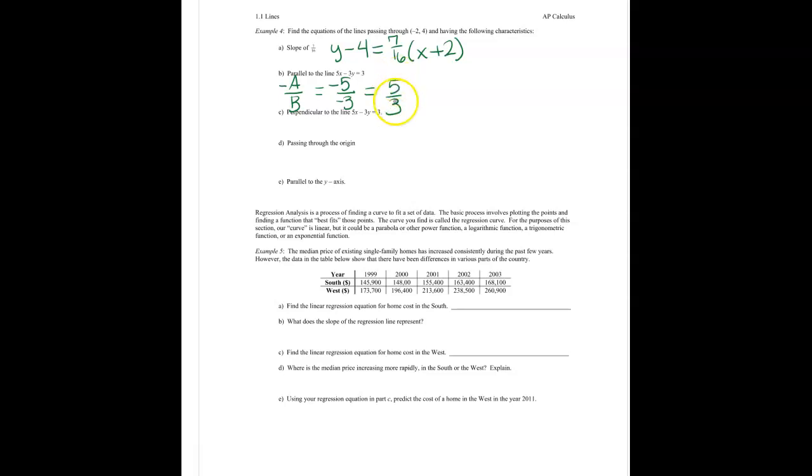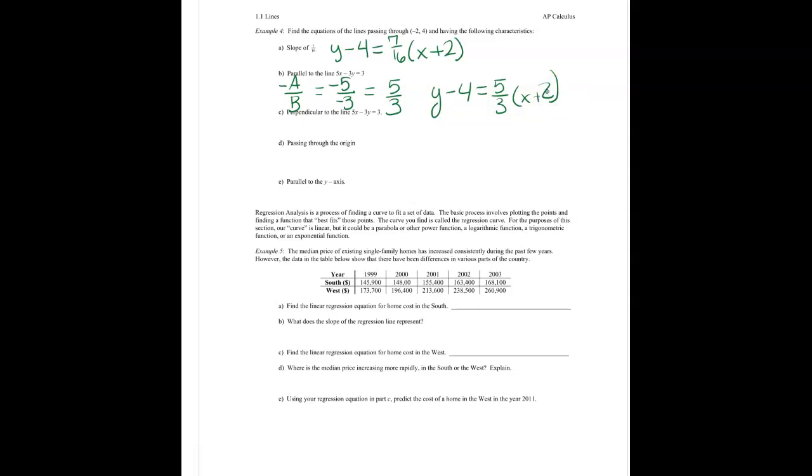Cool. So now I've got a point that they gave us and a slope. So again, I can use that point-slope form, which is going to be y minus 4 is equal to now 5/3 times x plus 2. Bada bing, bada boom, we're done.